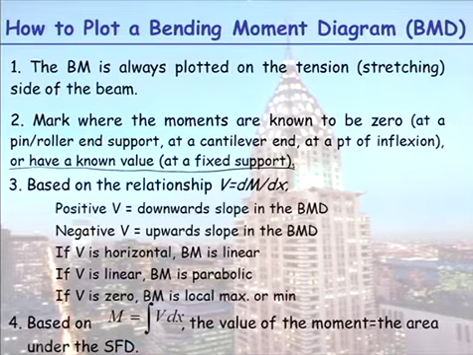Then what do you do? Based on this wonderful relationship, V is equal to dM/dx, we start plotting. So a positive shear force is a downward slope, a negative shear force means an upward slope. We said if our shear force is horizontal, our bending moment is linear. If our shear force is linear, our bending moment is a parabola. When shear is 0, our bending moment is a maximum.